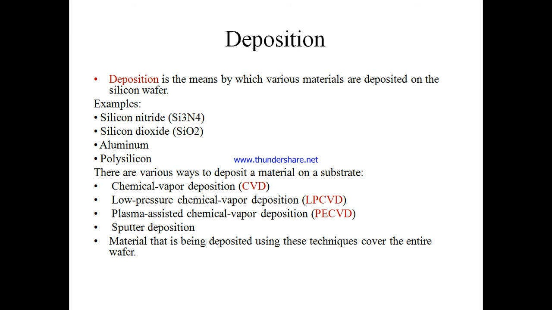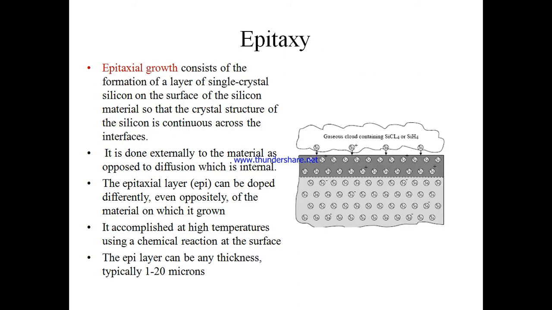The techniques used are, first, chemical vapor deposition, that is CVD, and next the low pressure chemical vapor deposition, called LPCVD. Next is plasma assisted chemical vapor deposition, PECVD, and the next technique is sputter deposition. Material that is deposited using these techniques covers the entire wafer.